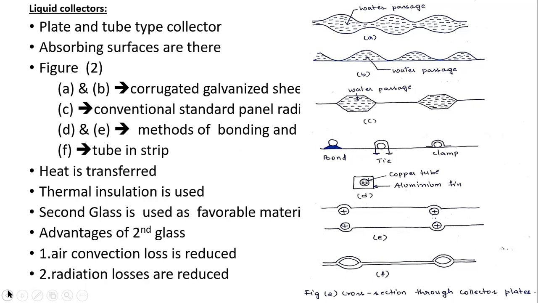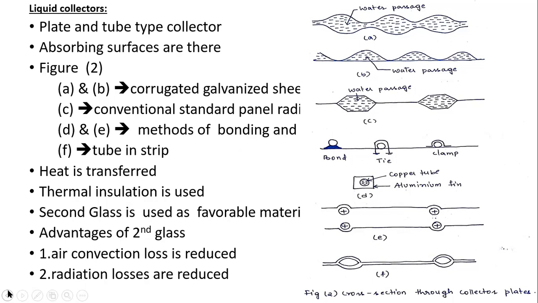The primer should be of the self-etching type, otherwise due to repeated thermal expansions and contractions of the plate, the paint will peel after a year, or sometimes it can be damaged even after a year. If you observe figure C, it is a conventional standard panel radiator.